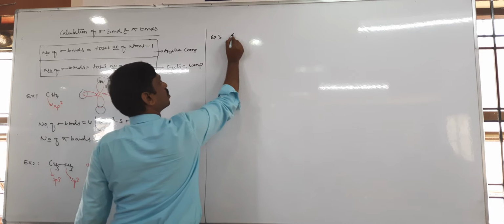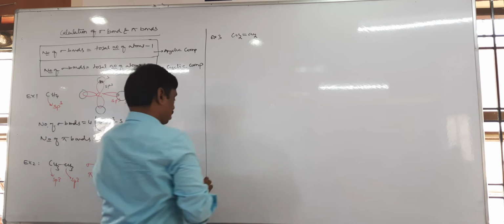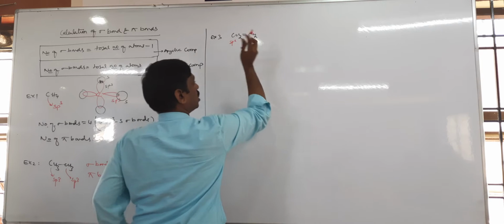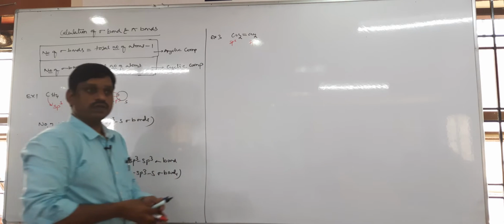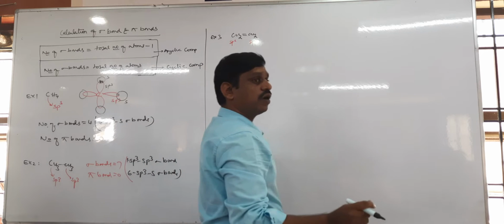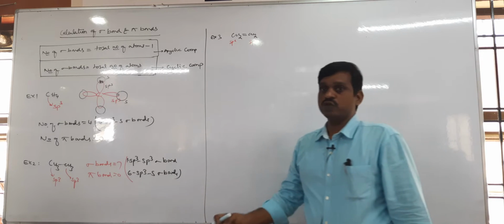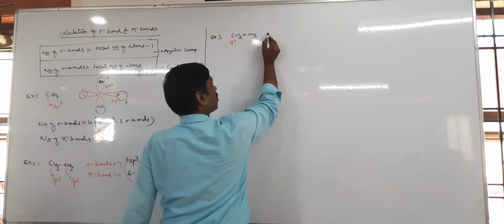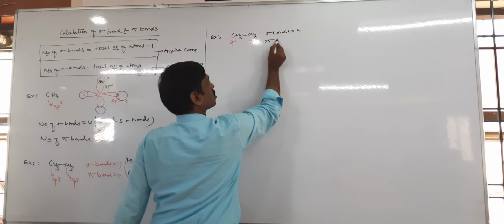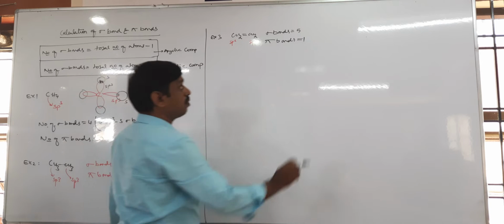Next, example 3: CH2=CH2. Come on, tell me. Here each carbon undergoes sp2, it is also sp2, right? How many sigma bonds in total? Total sigma bonds equal total atoms minus 1. Total atoms are how many? 6 minus 1, 5. Therefore sigma bonds are 5. How many pi bonds? Pi bond equals 1. Then sigma bonds are 5.